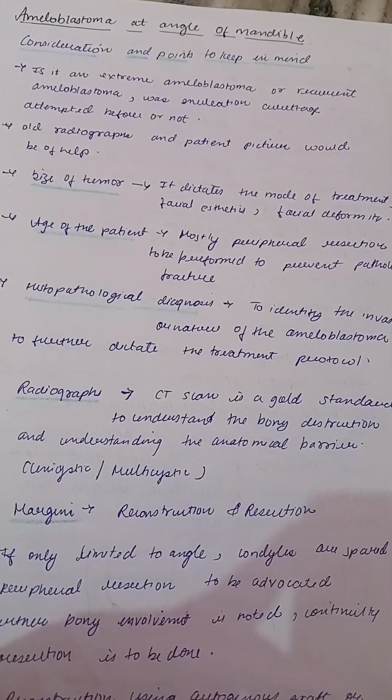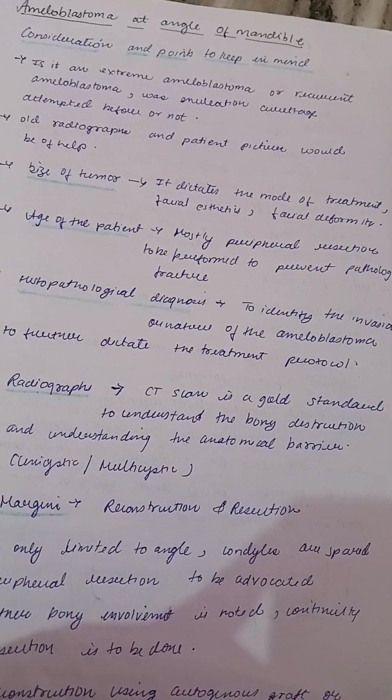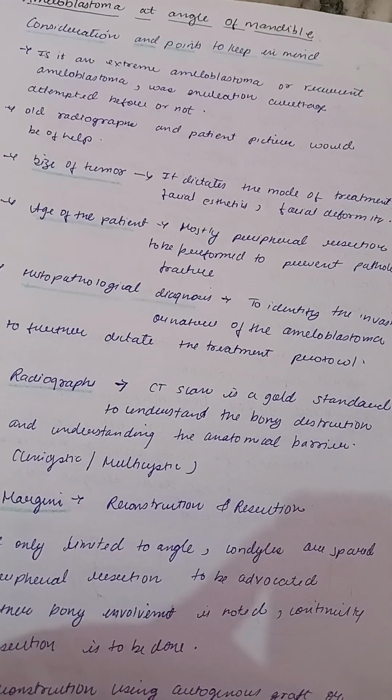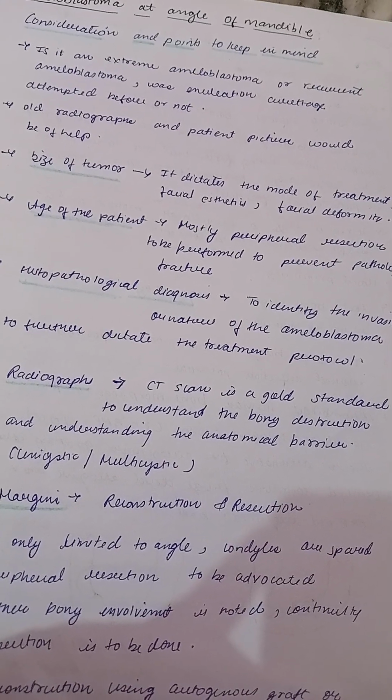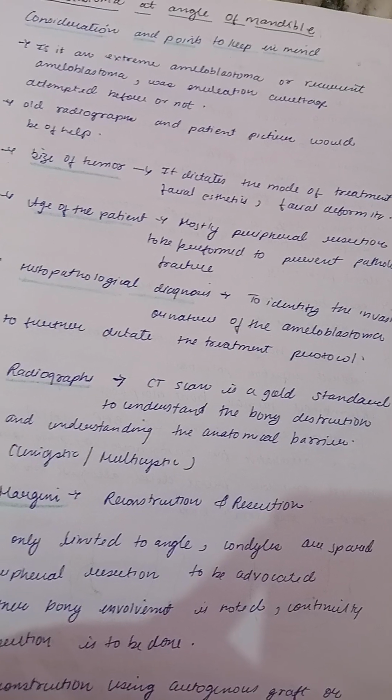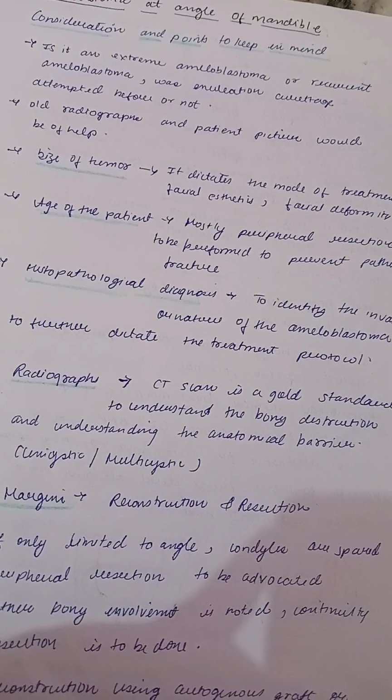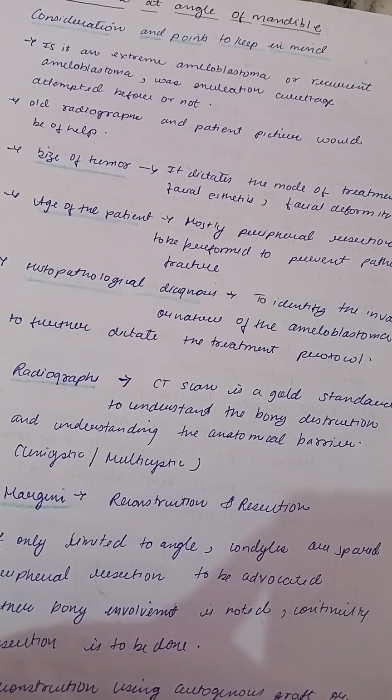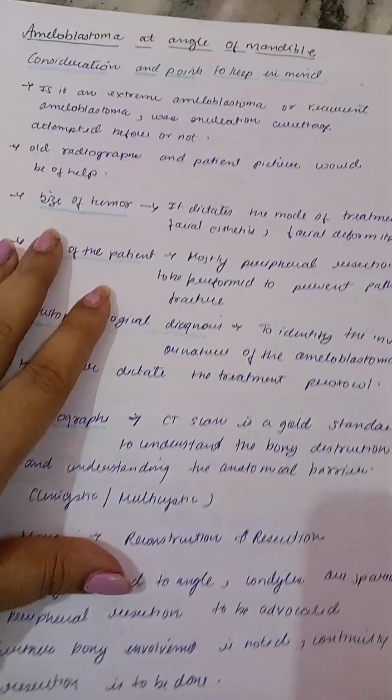Ameloblastoma at angle of mandible. Considerations and points to keep in mind. Is it an extreme ameloblastoma or recurrent ameloblastoma? Was enucleation and curettage attempted before or not? Okay, these are the things we should look for first.